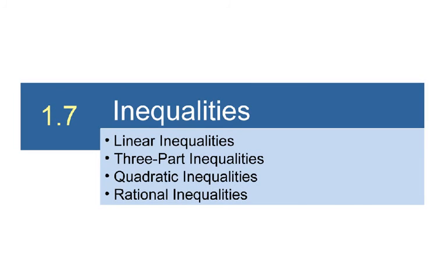Hello, College Algebra. Today we're going to be talking about section 1.7, which is inequalities. And there are three different types of inequalities that we're going to be looking at. One is linear inequalities, and then three-part inequalities, which deals with linear inequalities again, quadratic inequalities, and rational inequalities. So let's get started.